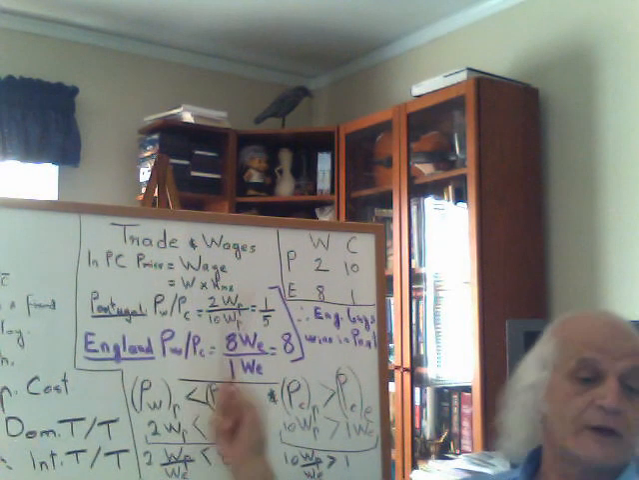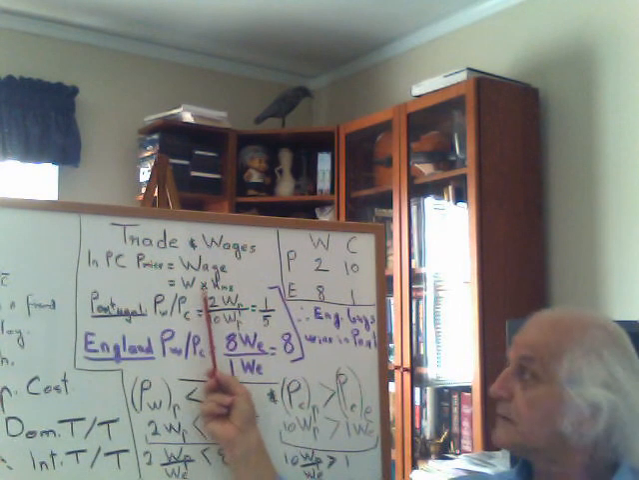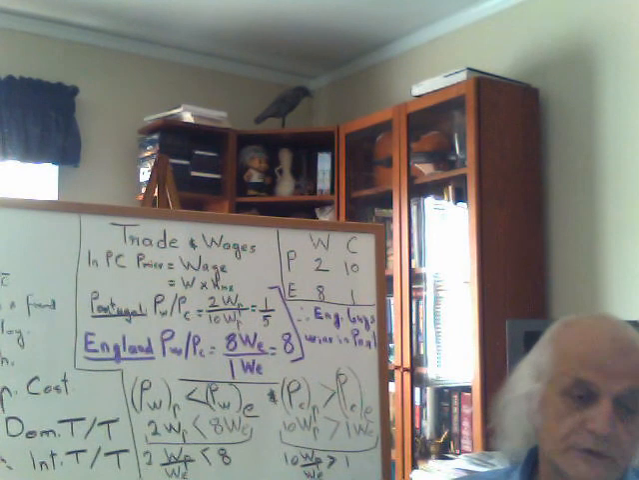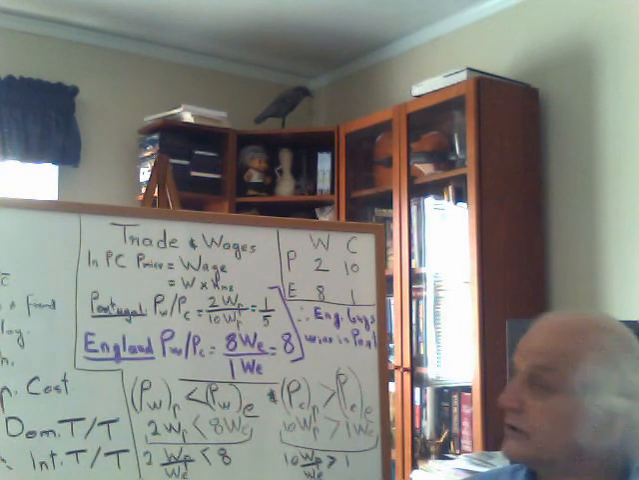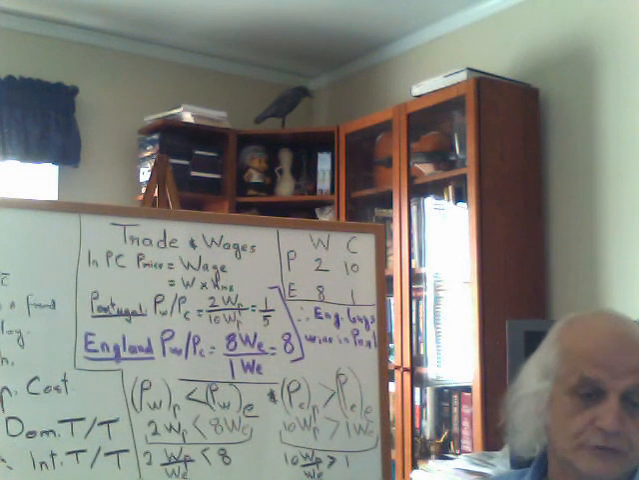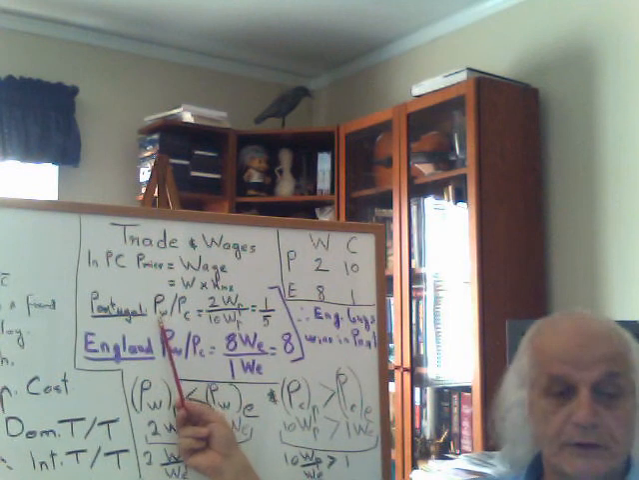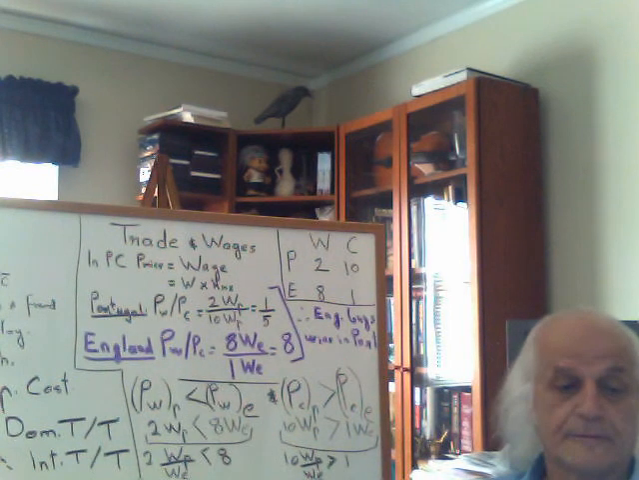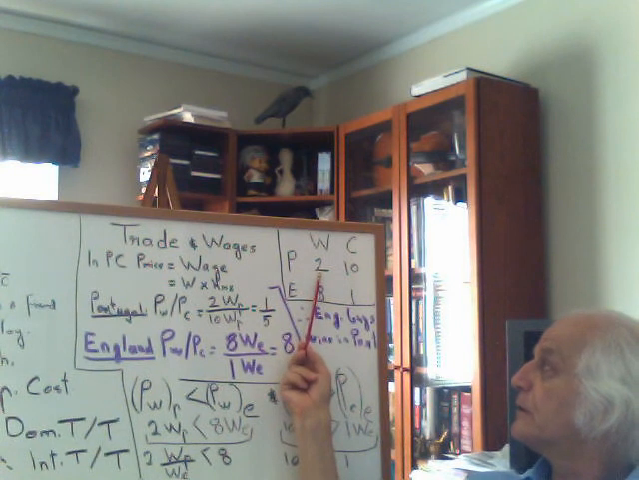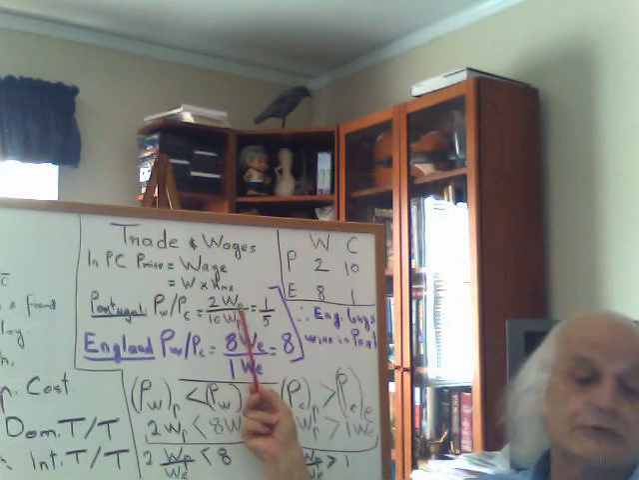So what is the price of an item, therefore? It's nothing else but the wage rate times the number of hours. To show you what we mean by that in a general format, let's assume that we're looking at Portugal. I want to find out the price of wine over the price of cloth in Portugal. What is the price of wine in Portugal? It's 2 hours. And what's the wage rate? I'm going to call it W sub P.